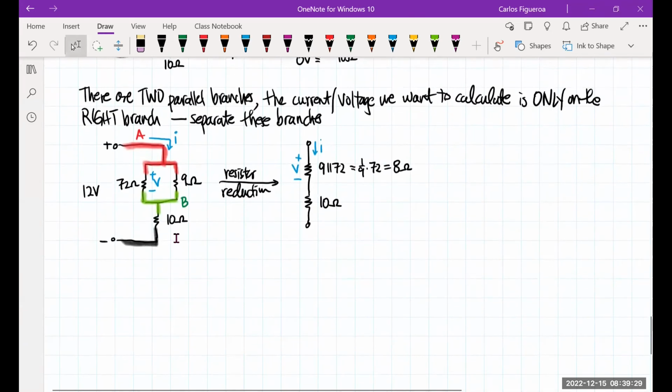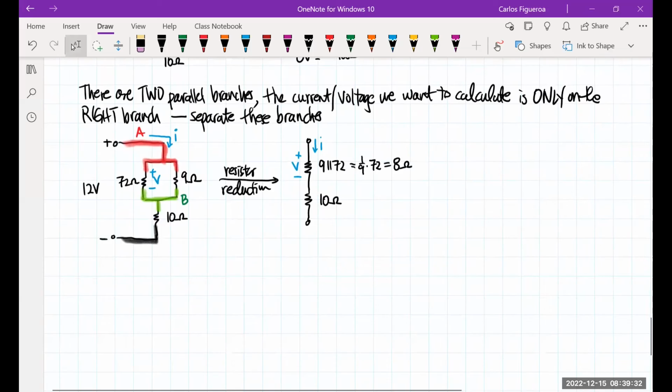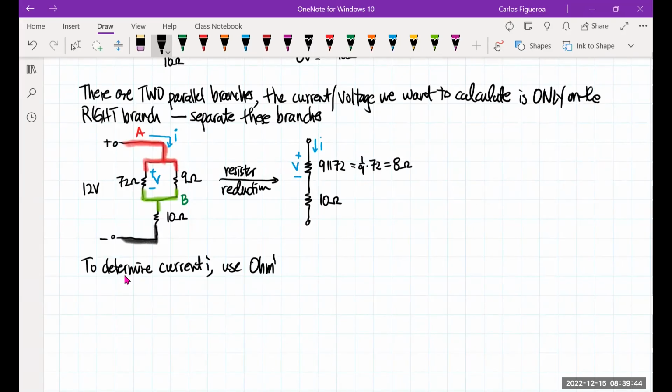Because they're in series, I'm going to use Ohm's law to determine current I. And that tells me that the current I is going to be the voltage of the branch divided by our series resistance, which in this case is going to be what? 8 plus 10 divided into 12, and that's going to give me 2/3 of an amp. So now I have my current.